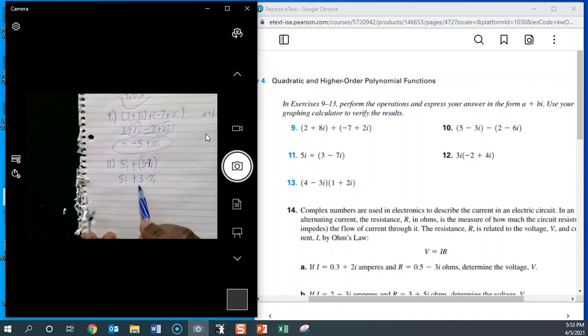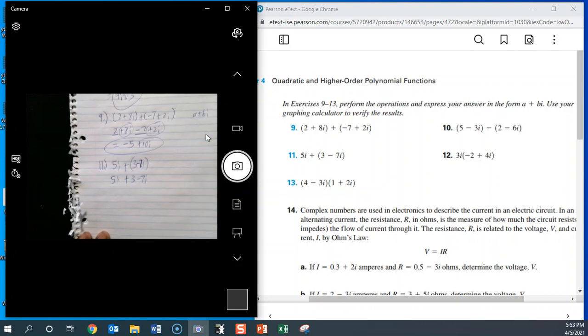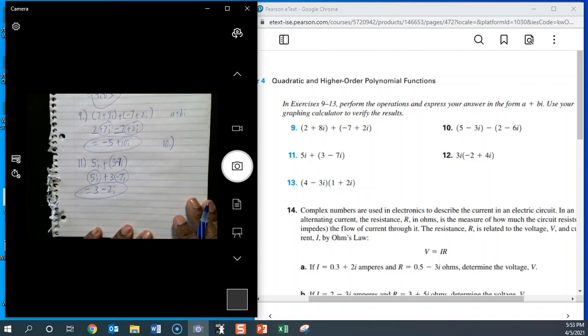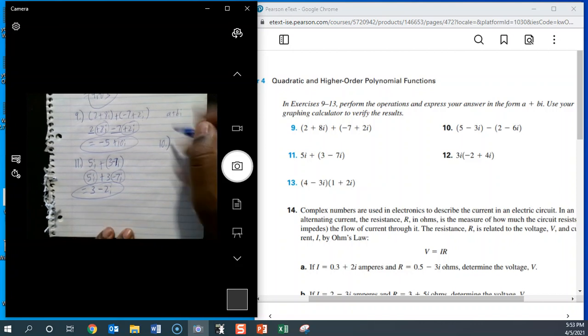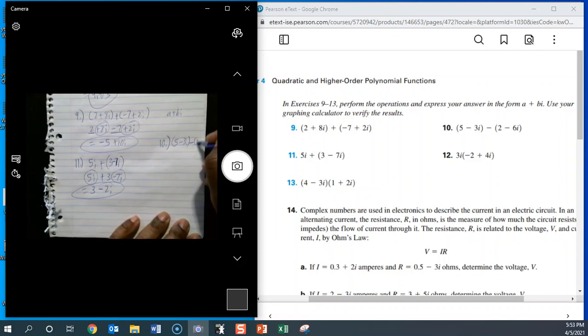So now we would combine like terms. Remember, we want an a plus bi form. So we would combine like terms. So we have our 3. 5i minus 7i is a negative 2i. Now I'm going to also do number 10. And then we're going to put this into the calculator. So we will have 5 minus 3i minus 2 minus 6i.